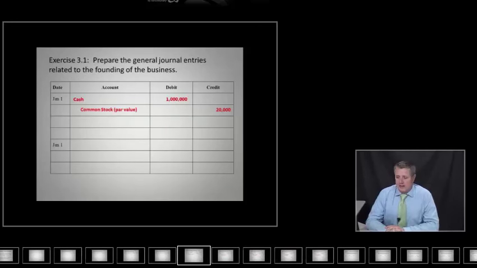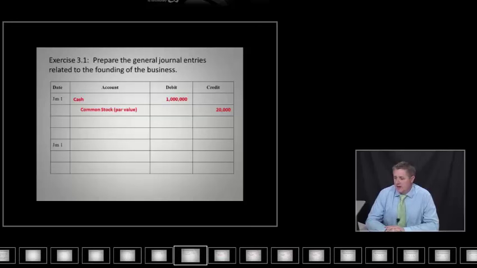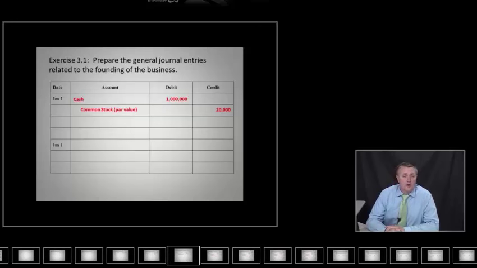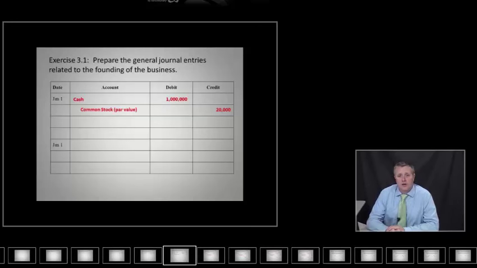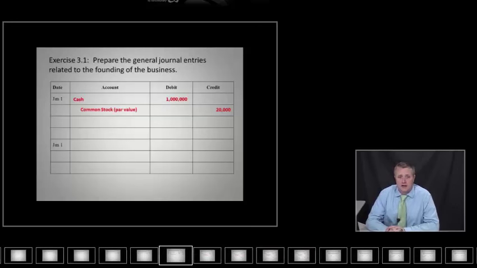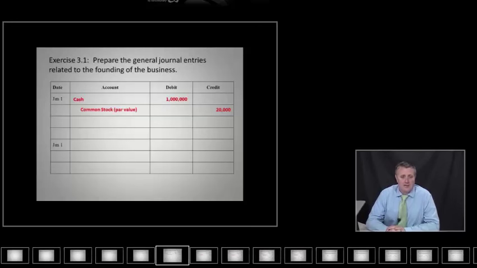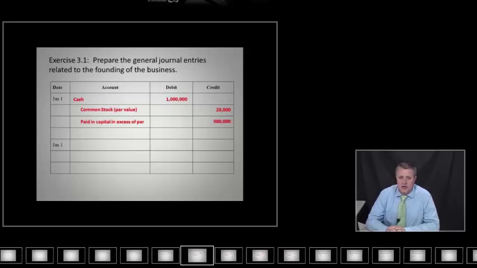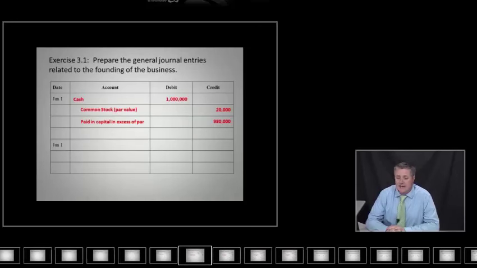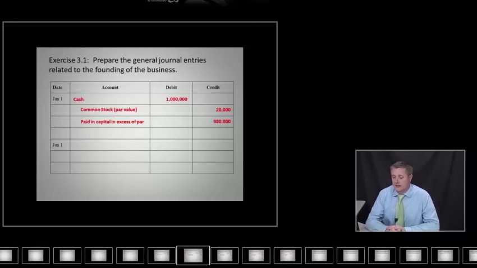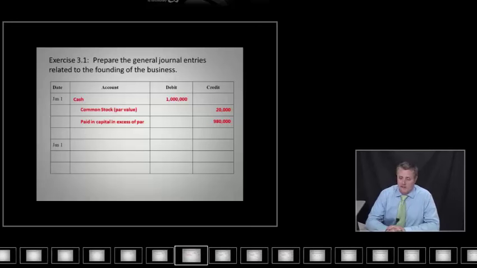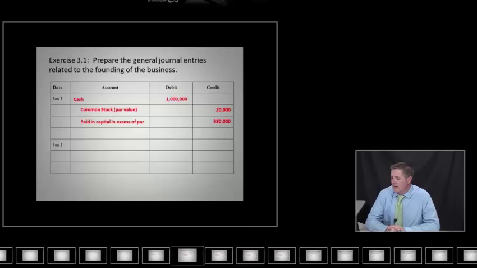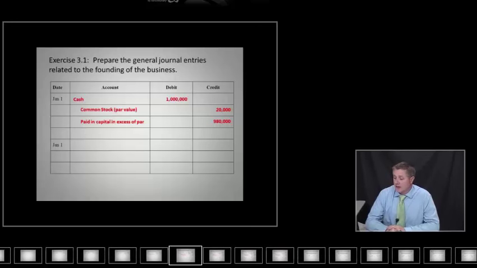and then we are going to credit common stock. The common stock account: we issued 20,000 shares, and those shares had a $1 par value. So what gets recorded in the actual common stock account is the par value times the number of shares outstanding. The difference between those two is going to be credited to an account called paid-in capital in excess of par value, which is related to the common stock account. And so the difference, $980,000, goes as a credit entry into that account.